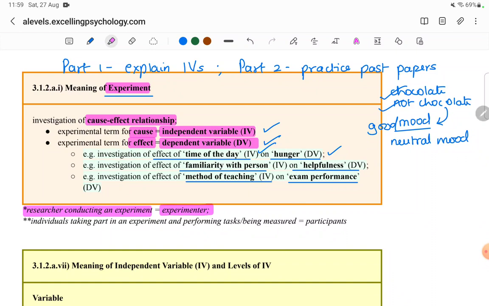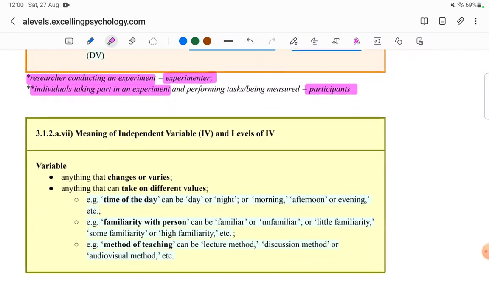Now, the people or individuals who take part in an experiment, that is, who perform some tasks for the experimenter, or who are measured by the experimenter, who are assessed by him, they are known as participants. So in every experiment, you will find an experimenter who's conducting the experiment and participants who are being measured or who are performing some task in the experiment. Okay, now let's come towards understanding what independent variables are.